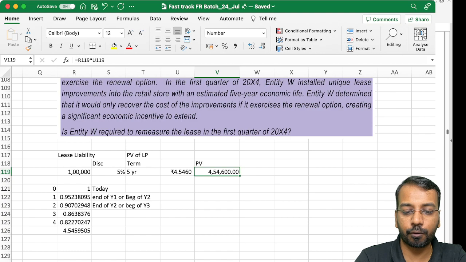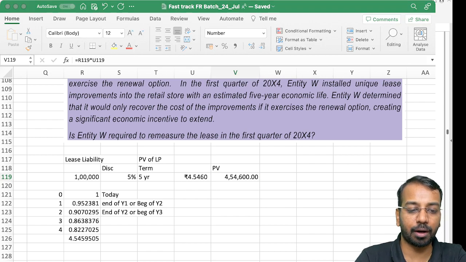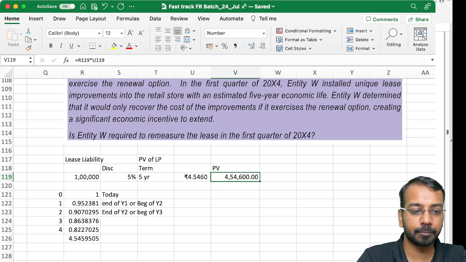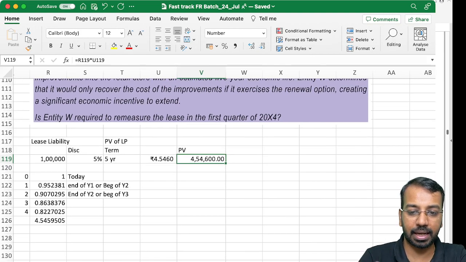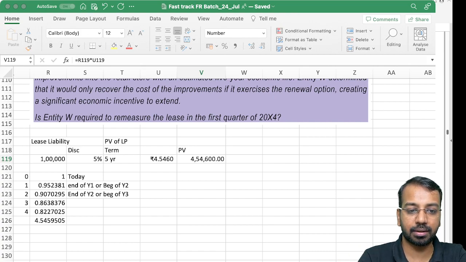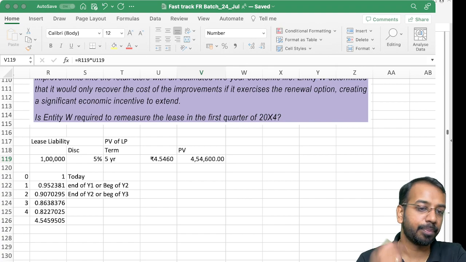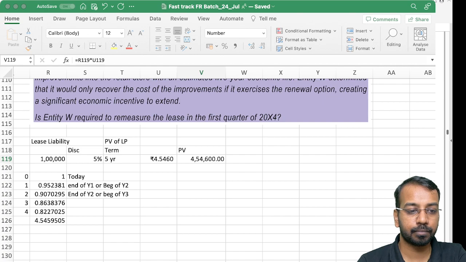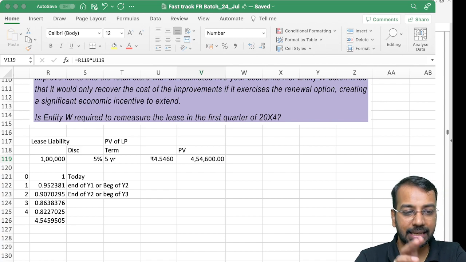This 454,600 is the lease liability. I hope this calculation of lease liability is clear. If anyone has any question, feel free to ask in the chat box. Otherwise, I'll continue. Okay, 454,600 is the lease liability.